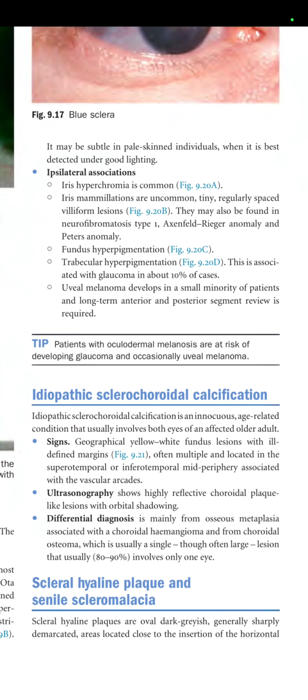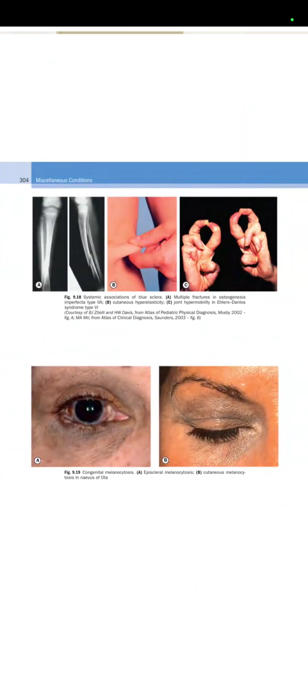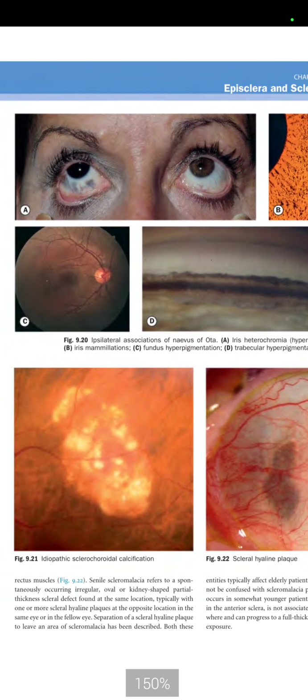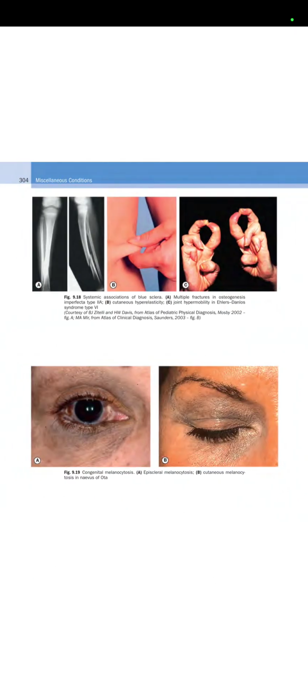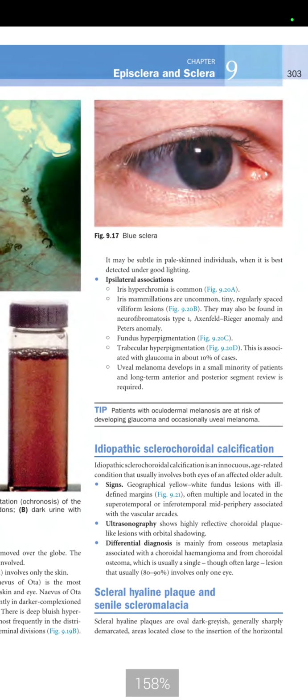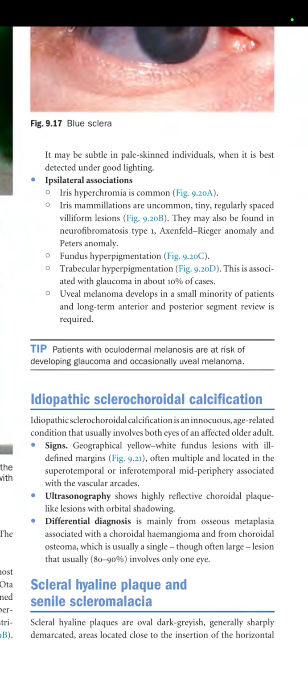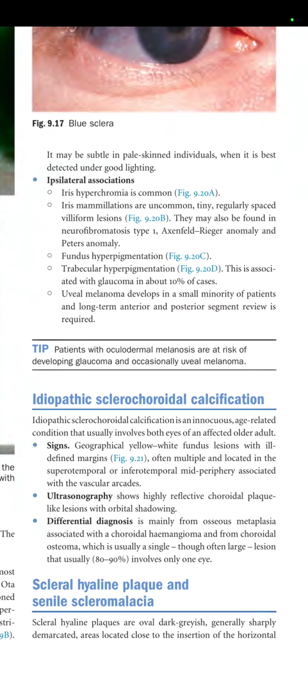Idiopathic sclerochoroidal calcification is an innocuous age-related condition that usually involves both eyes of the affected older adults. Geographic yellow-white fundus lesions with ill-defined margins, often multiple, and located in the supratemporal or infratemporal mid-periphery associated with the vascular arcade. So you can see 9.21a showing the idiopathic sclerochoroidal calcifications. It is located in the retina, a yellowish white lesion, mostly located in the mid-periphery. Ultrasonography shows a highly reflective choroidal plaque-like lesion with orbital shadowing. Of course, whenever there is a calcification, there is going to be shadowing of the lesion.